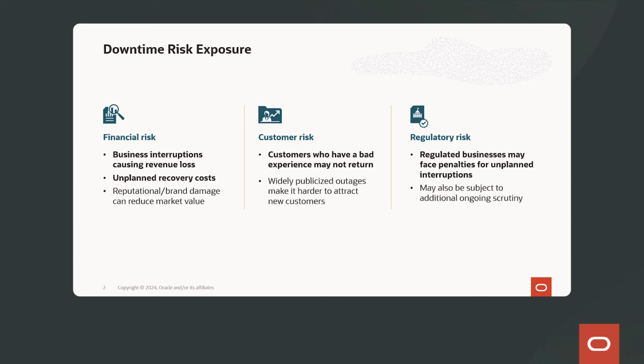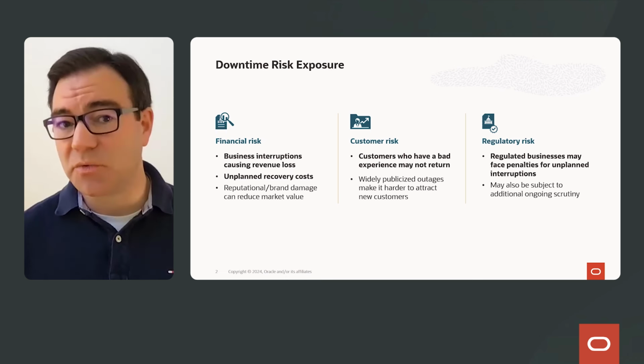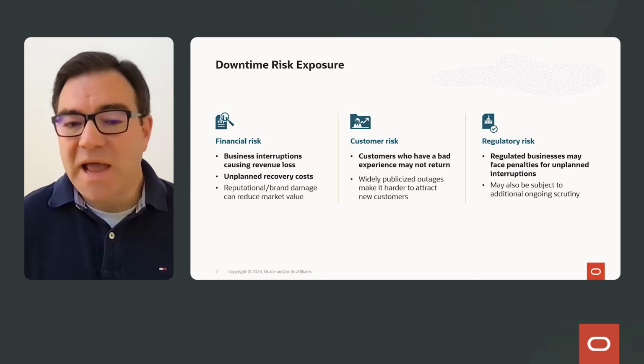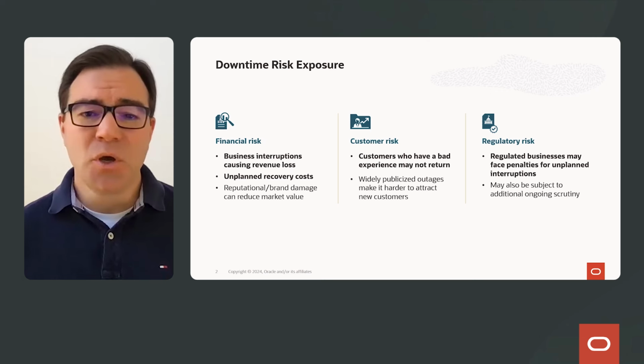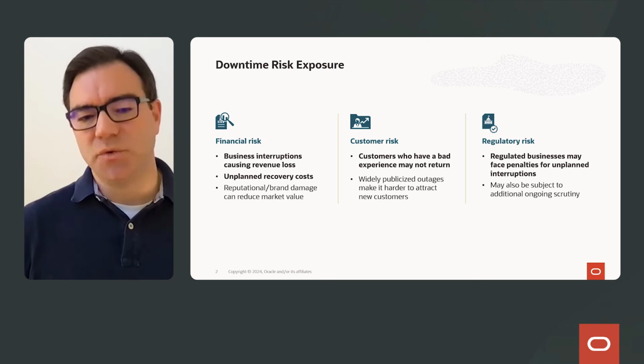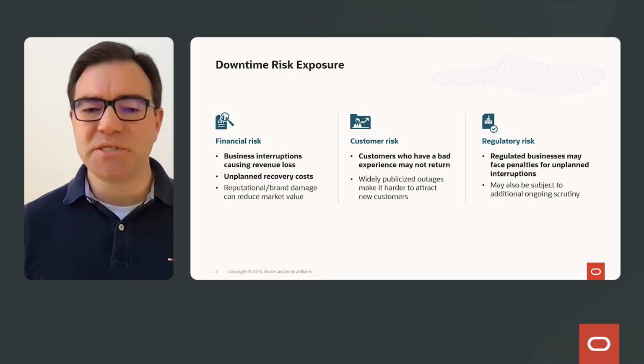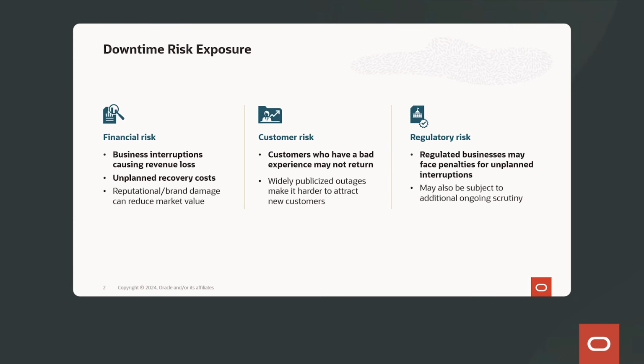Downtime risk can not only come in direct risks, such as financial risk, business interruptions causing revenue loss, for example, or unplanned recovery costs. It can also come in indirect risk, customer risk, for example. Customers who've had a bad experience may not return, or widely publicized outages make it harder to attract new customers. And for those of us who operate in regulated businesses may also face penalties for unplanned interruptions.